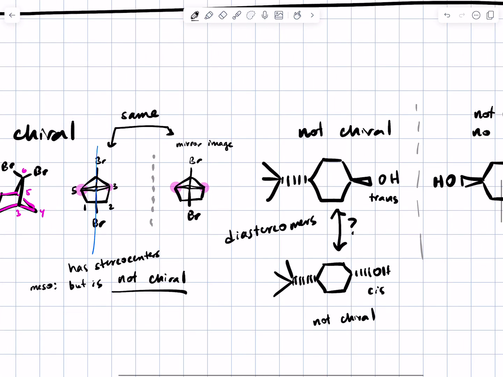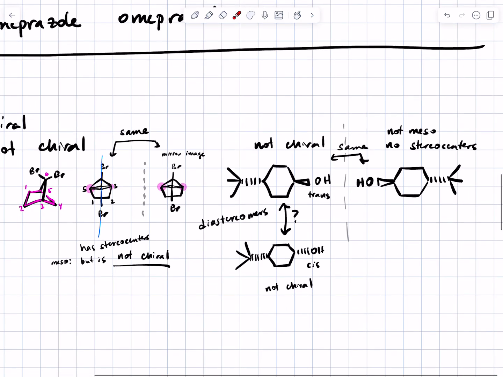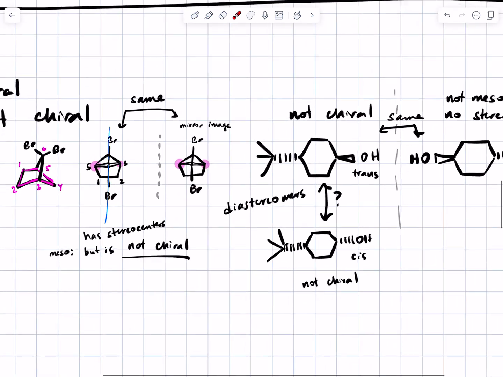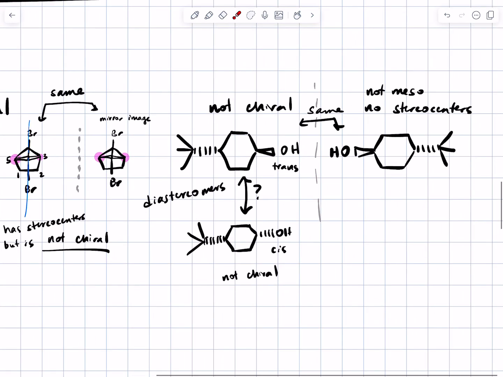Okay? So two different concepts here. Both of these molecules are not chiral. They are the same as their mirror images. The molecule on the left has stereocenters, and therefore it is a meso compound because it is not chiral but has stereocenters. The one on the right is just not chiral.